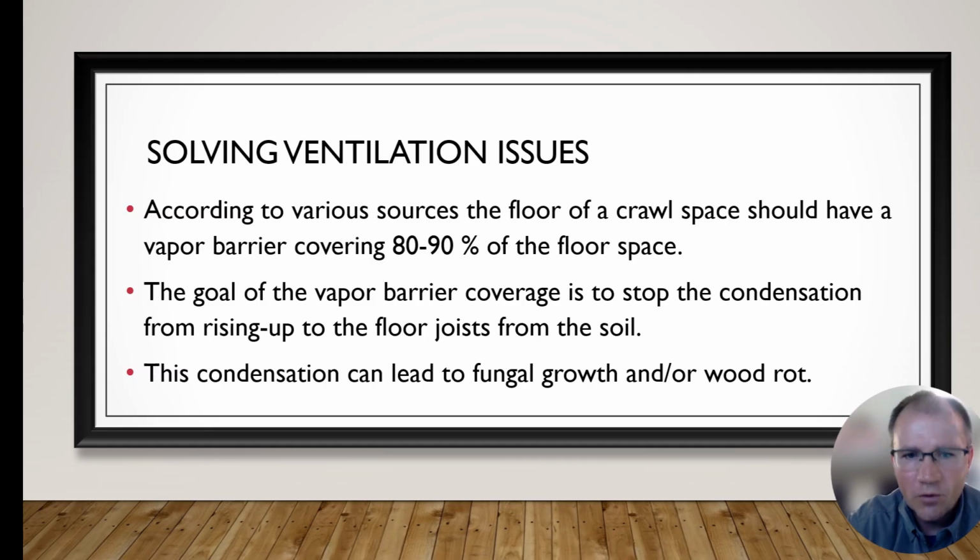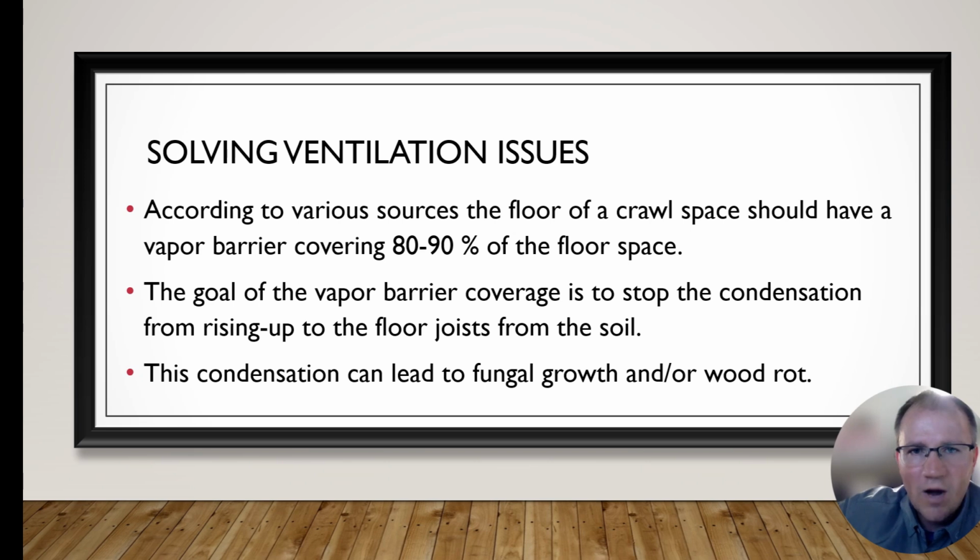According to various sources, the floor of a crawl space should have a vapor barrier covering 80 to 90% of the floor space. The goal of the vapor barrier coverage is to stop the condensation from rising up to the floor joist from the soil. The condensation can obviously lead to things like fungal growth and or wood rot. Here's a short list of materials you may need when laying a vapor barrier or performing a crawl space encapsulation service.